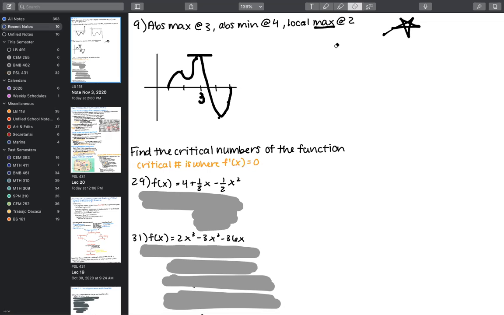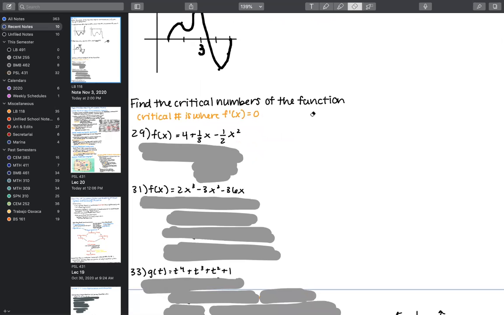So for these two examples we're going to do here, it's just differentiation, setting it equal to 0, and maybe some algebra to figure out exactly what that x value is, to isolate it. So when we take this derivative, the derivative of 4 is 0, the derivative of 1/3 x is 1/3, and then when we drop that 2, we get negative 2/2, or just negative x.